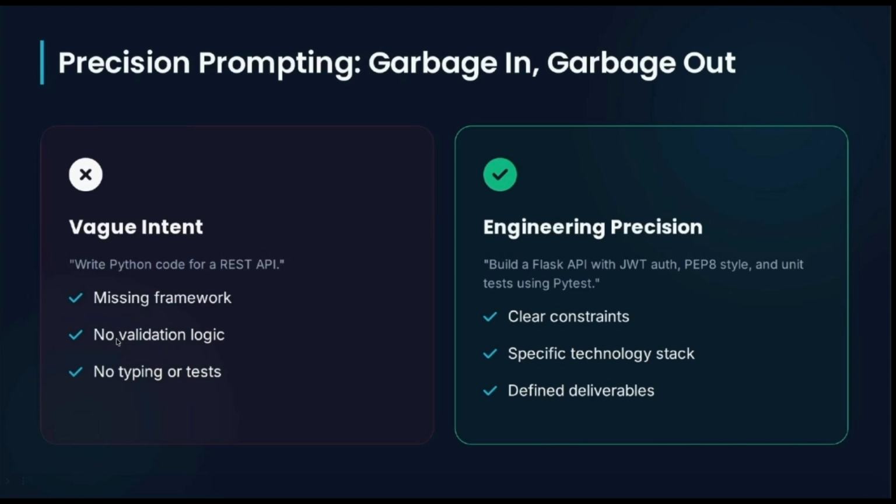And this is just an example, right? So this is too vague for me: write a Python code for a REST API. Then try to build a Flask API with this technology, this style, create unit tests, and so on. Too short, but it's better for sure.